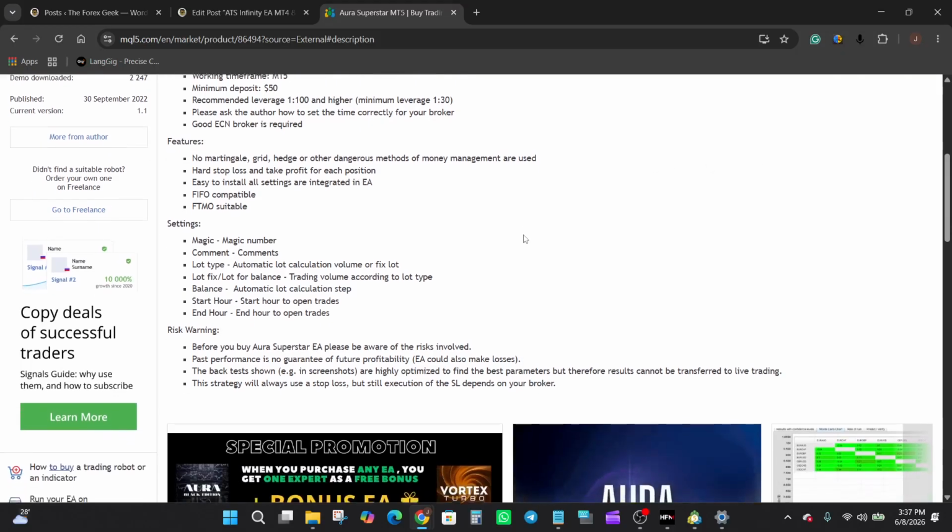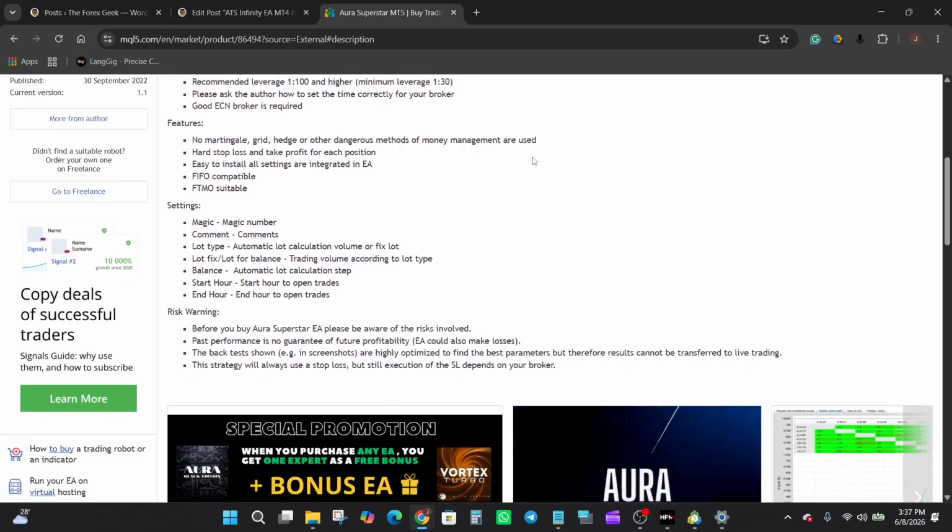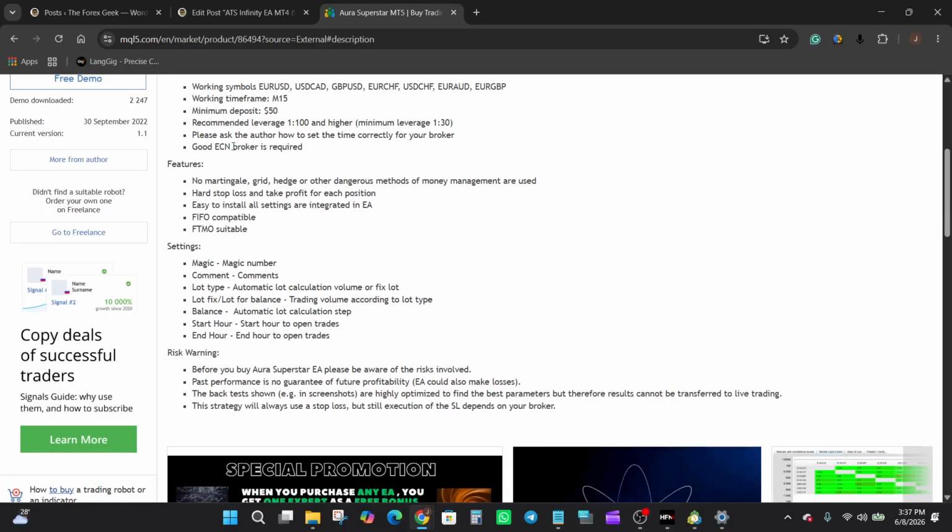Now, before we move into the backtesting, it is worth noting the requirements mentioned. The EA is intended for ECN brokers, has minimum deposit guidelines starting from around $50, and recommends higher leverage for proper functionality. It also emphasizes correct broker time settings, which is important for anything that relies on time-based execution. Now, let us move into the historical backtesting section and see how this EA behaves under past market conditions.